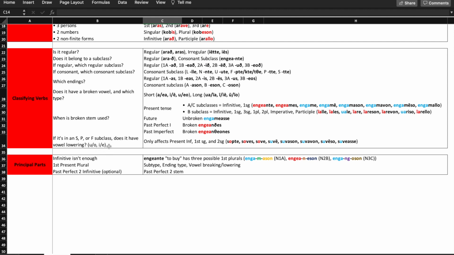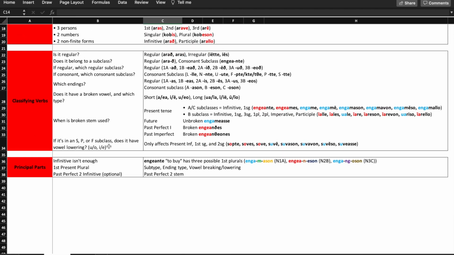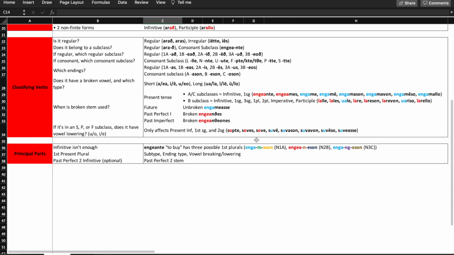So now that we understand how verbs in Agēre work, we now need to start looking at principal parts. So the principal parts of the verb that you require to conjugate the verb in its entirety. It's worth noting that the infinitive isn't enough. For example, the verb engeante, to buy, has three possible first-person plurals. So if we look here, engamason is an N1 subclass with A endings because it ends in ason. Engeaneson is an N2B verb because it takes the B subclass endings. And engeangoson is an N3C verb.